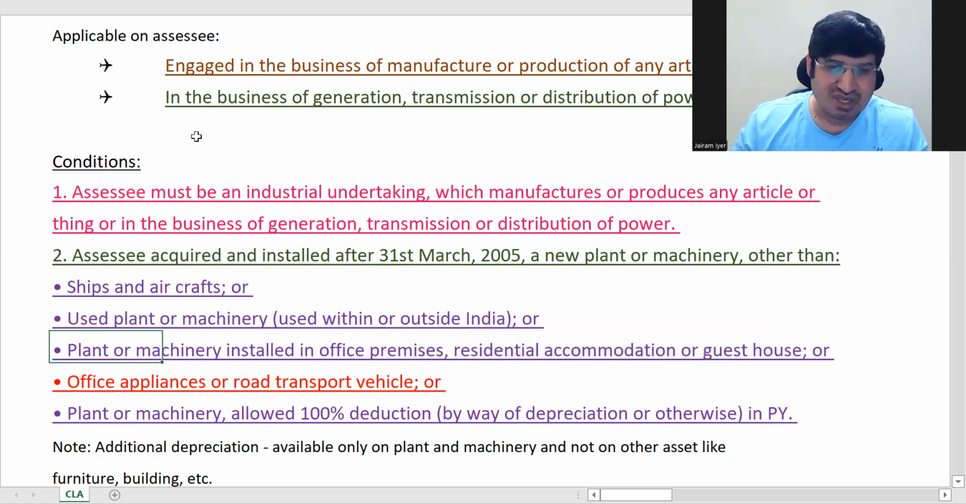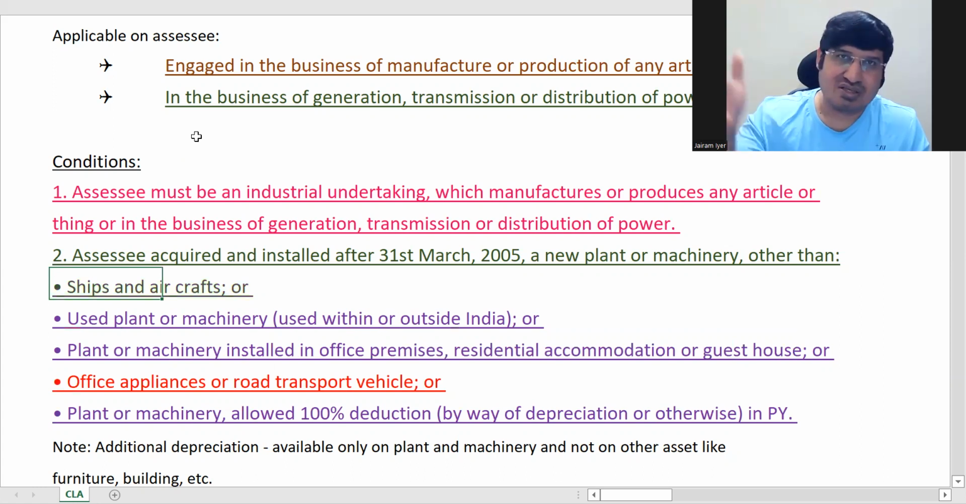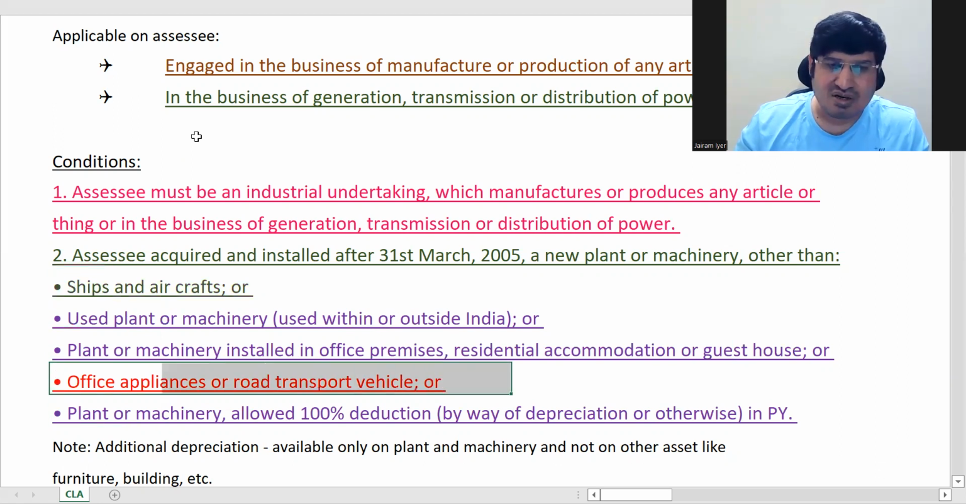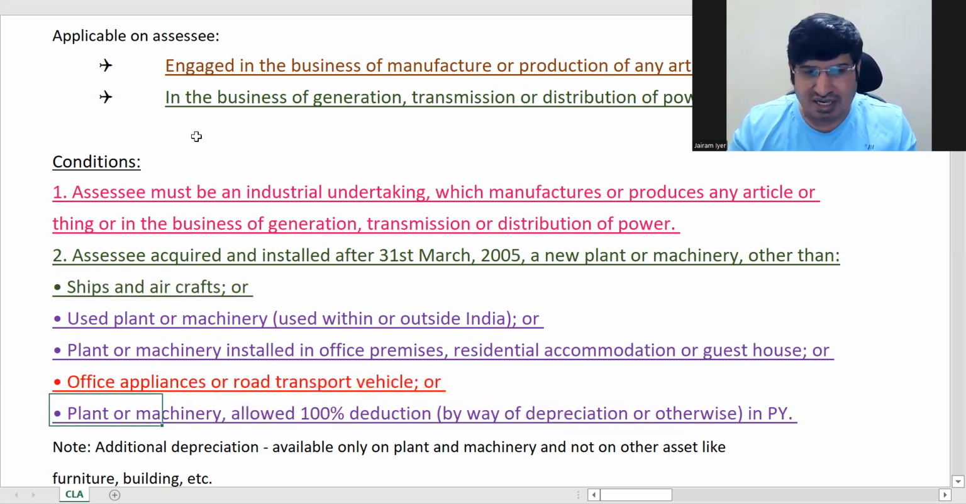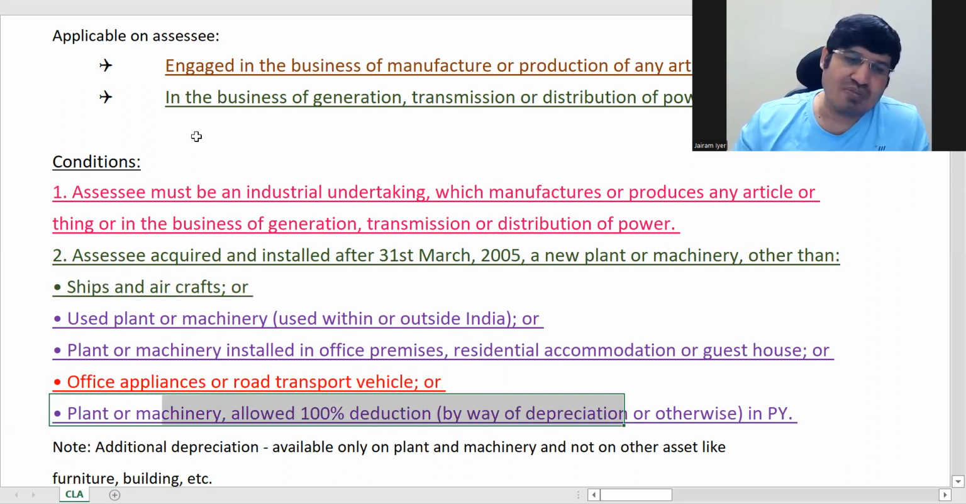And then office appliances or road transport, any road transport vehicle. So all vehicle kind of things. This is also that way, it is like a vehicle only, right? Ships and aircrafts, you commute in them. Similarly here it is office appliances and or road transport vehicle. So all vehicles have come, and here 100% depreciation. This will get cleared as we go ahead. You'll come to know where you get 100% depreciation.